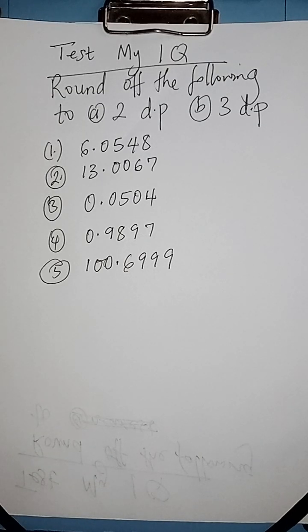Okay, you just have some few works to do for me. Test my IQ. Round up the following numbers, they're actually decimal numbers, to 2 decimal places and 3 decimal places. So each of the questions will have 2 answers. Number 1, you round to 2 decimal places, and then you also round to 3 decimal places. You go to number 2, the same thing, to 2 decimal places and to 3 decimal places. Number 3, just like that. Work out the solution to these questions and put your answers in the comment section.